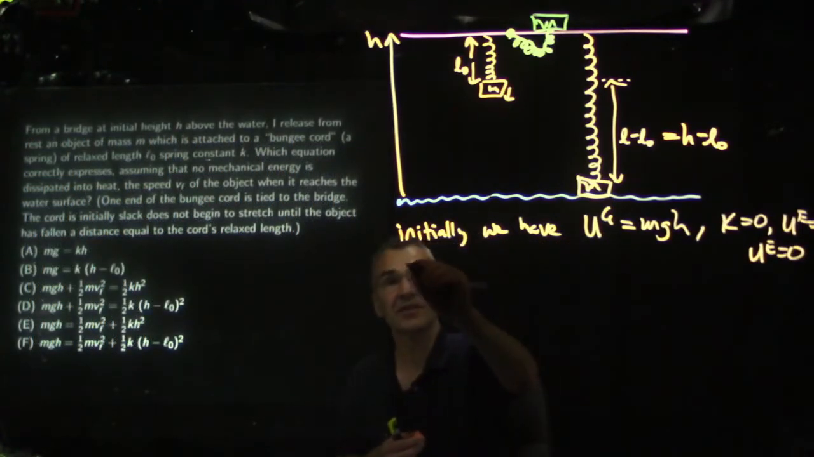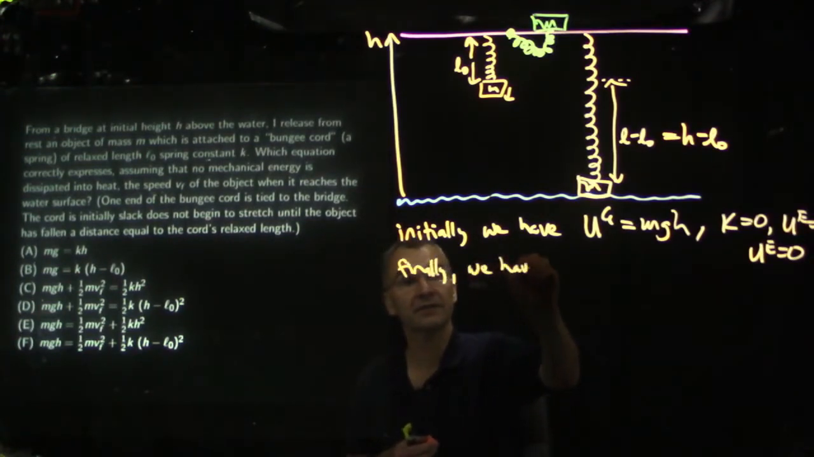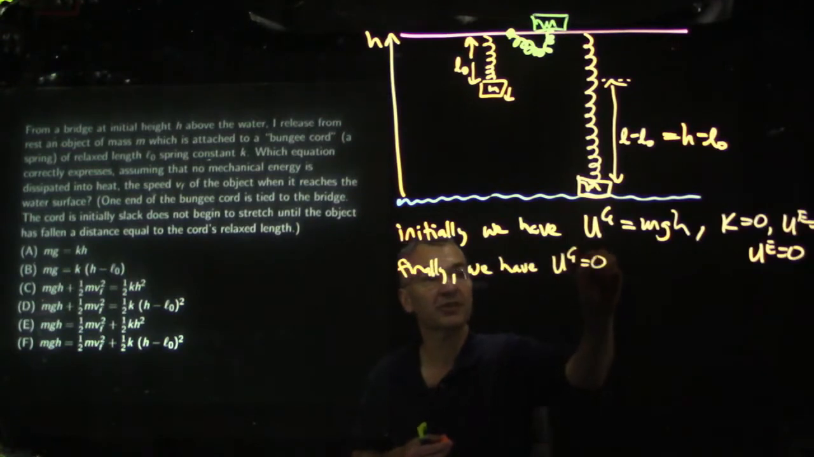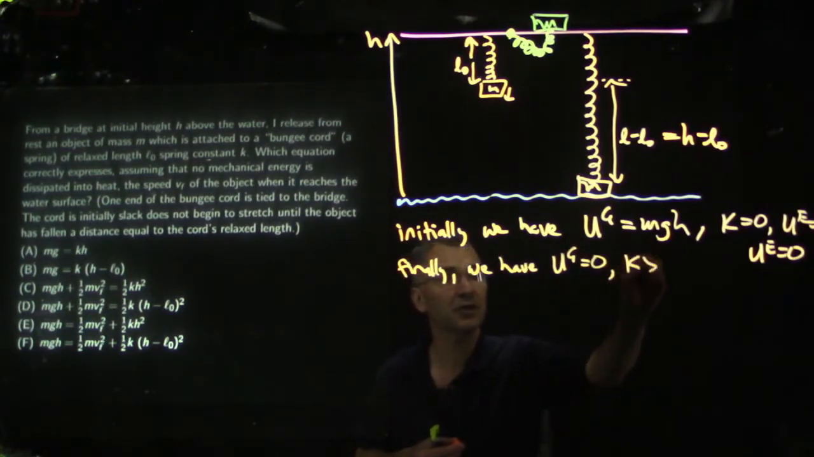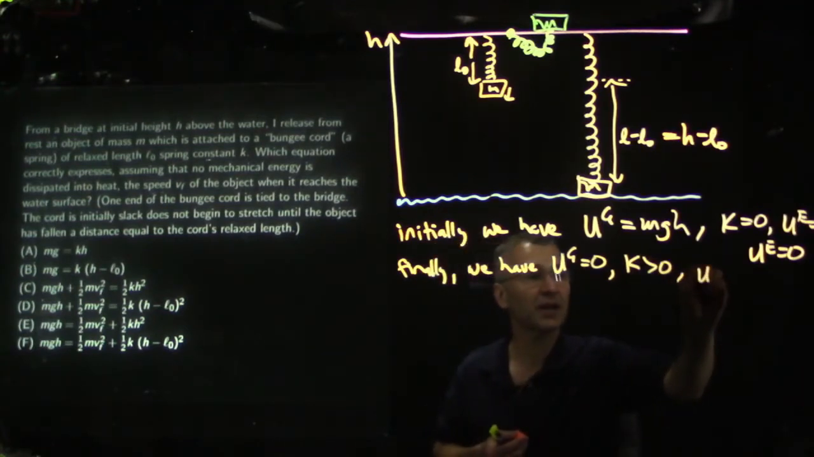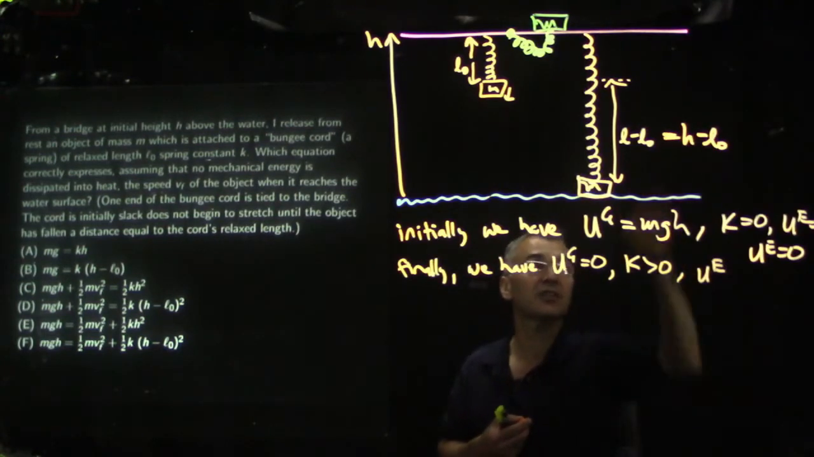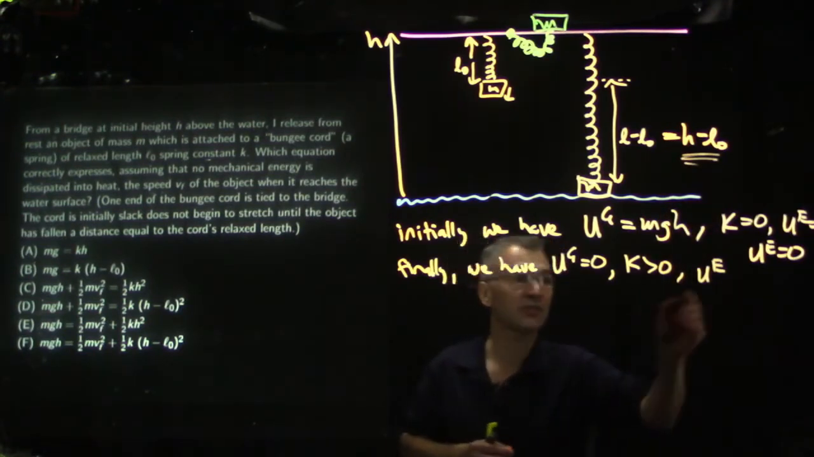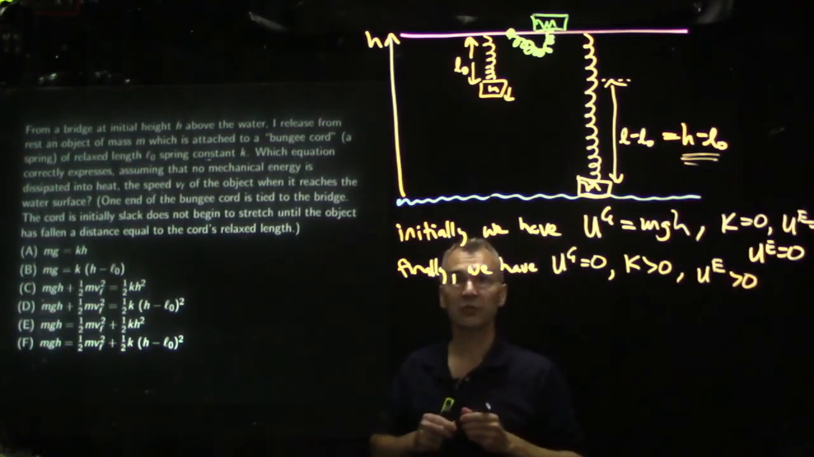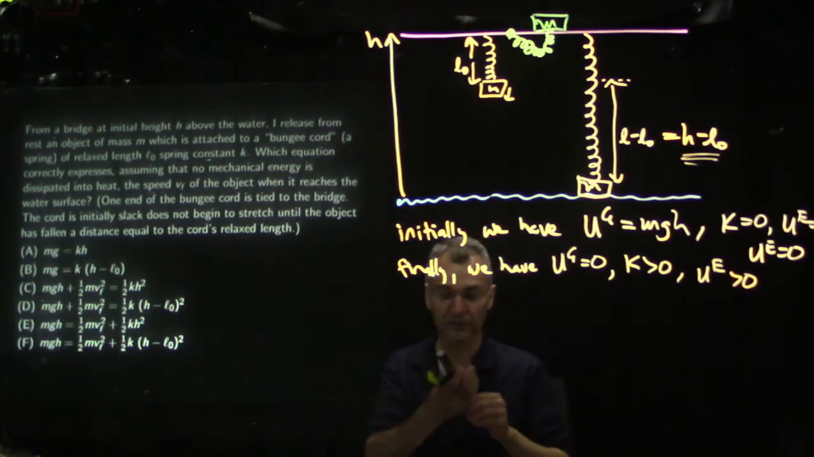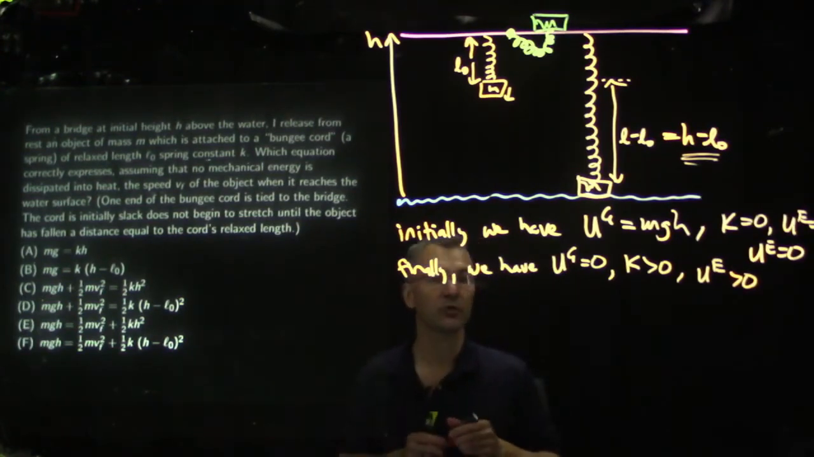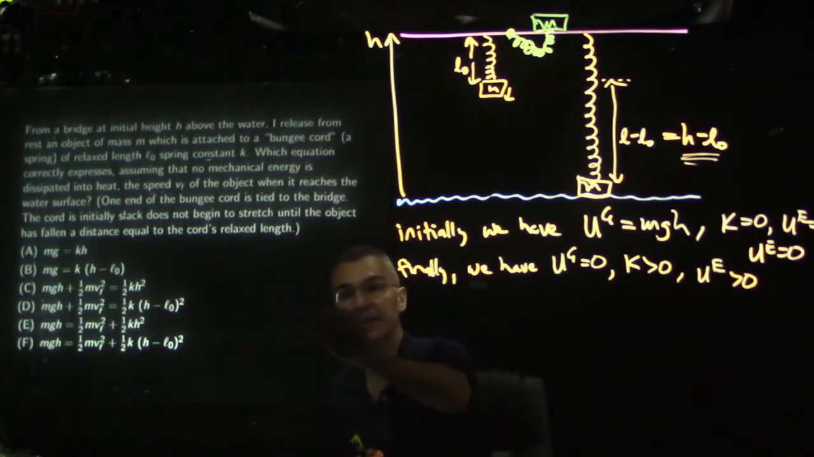But at the end, finally, we have gravitational potential energy 0, and we have some non-zero kinetic energy, which is unknown. And we also have some elastic potential energy, which I think we know because it's given by the bungee cord being stretched this much. So, again assuming that all the energy is transformed in ways we can account for, initially we have mgh.